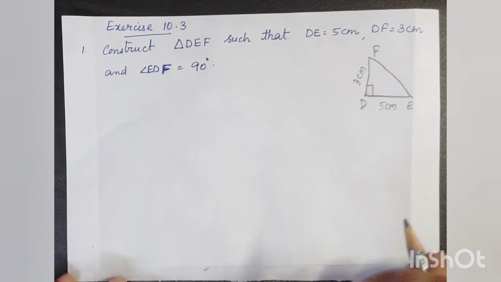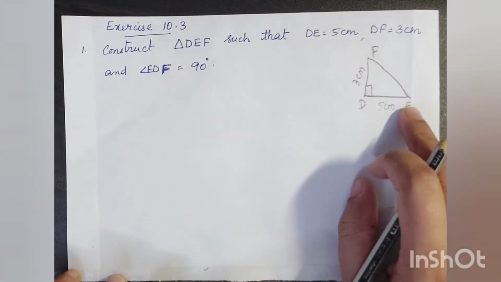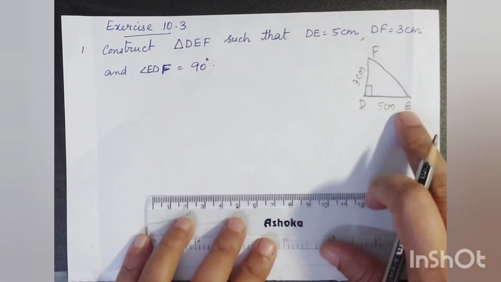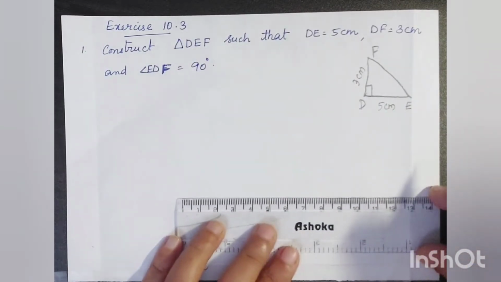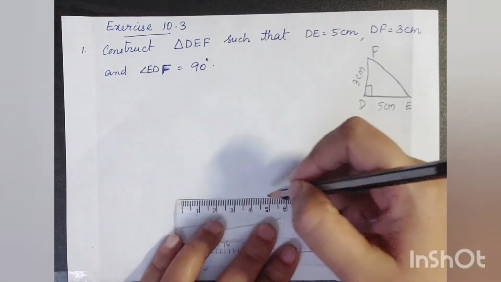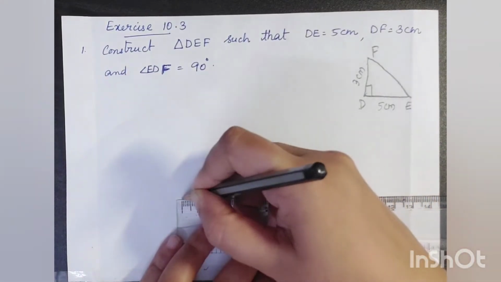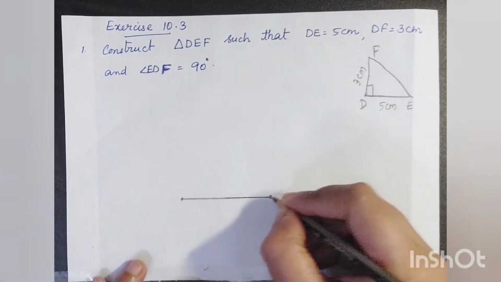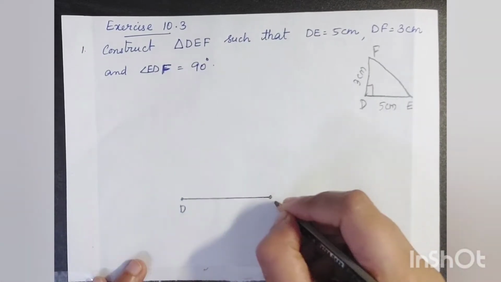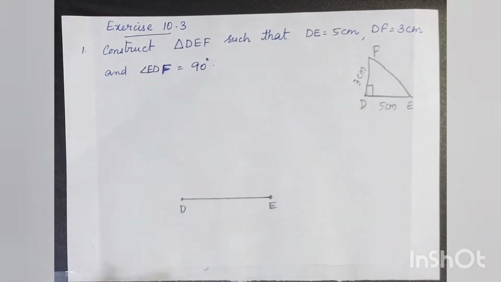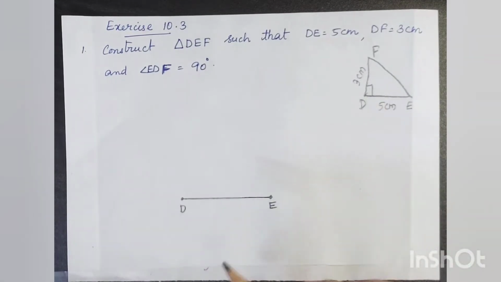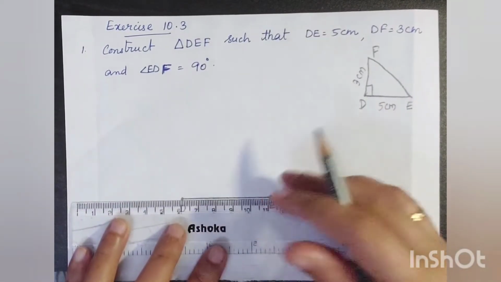Okay, so what is the base of this triangle? DE. Correct. So we are taking DE as the base of the triangle. DE is equal to 5 centimeter. So let's draw a line of length 5 centimeter. This is DE. Okay. Now we have to construct a 90 degree angle at D. Okay. So how do you draw a perpendicular line?